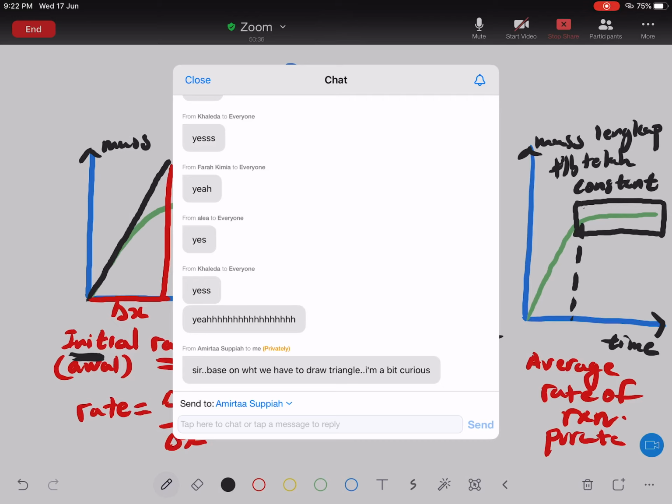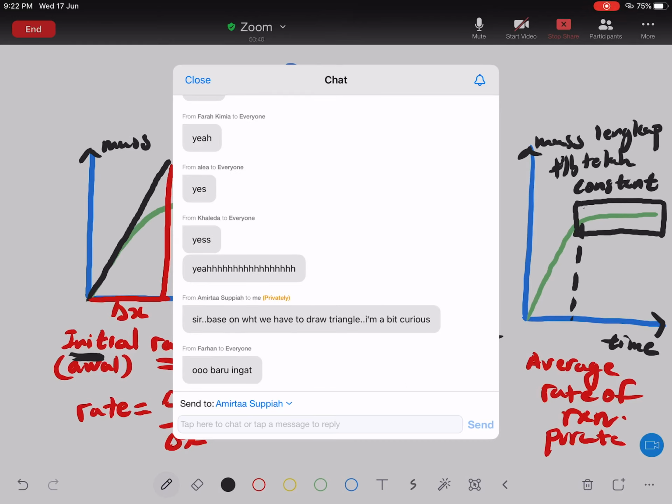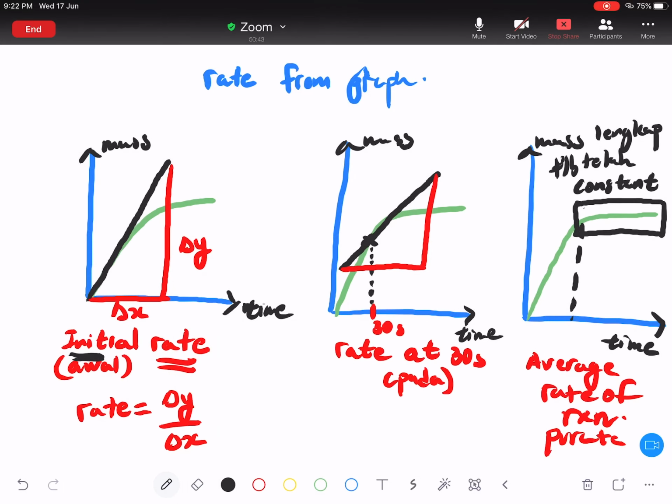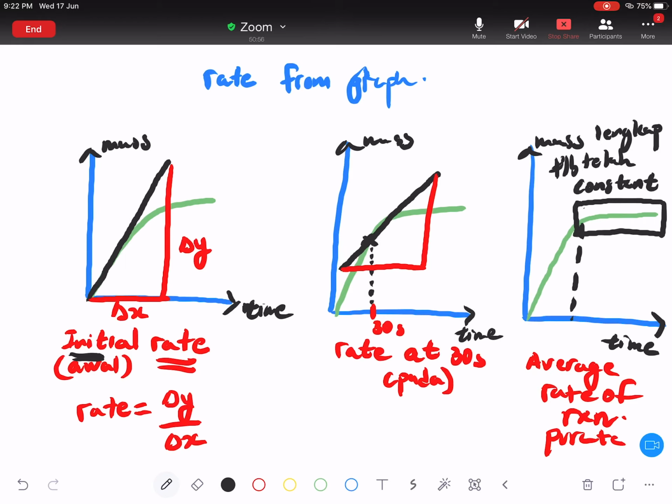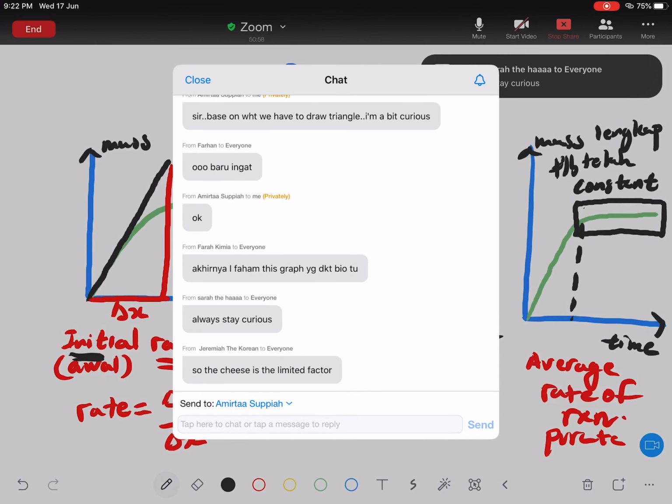Amita have a question. So based on what we have to draw triangle, I'm a bit curious. Janganlah curious, nantilah saya ajar. Okay. Jangan risau. Akhirnya you faham bio punya graph ya.